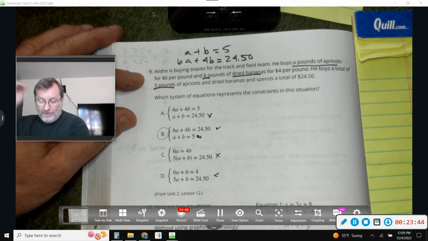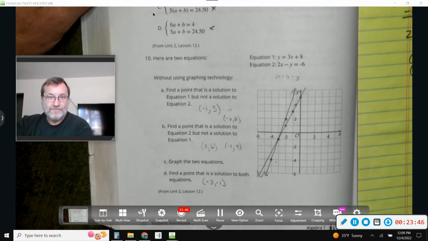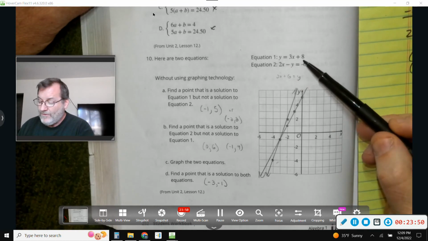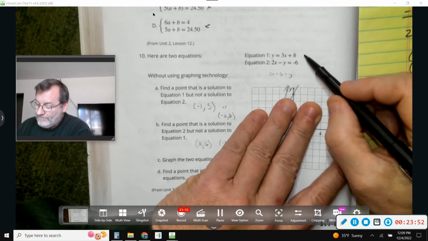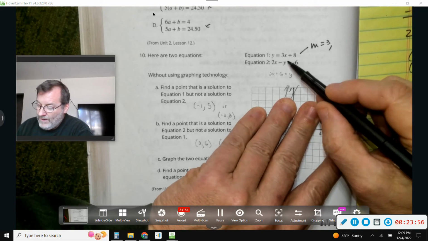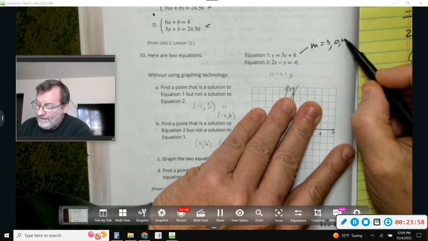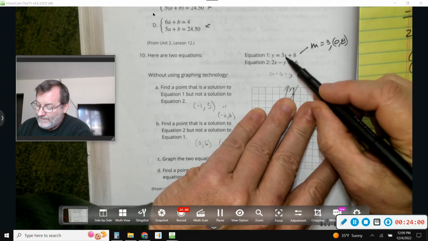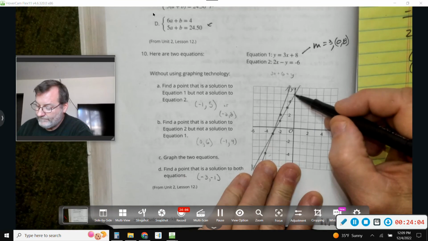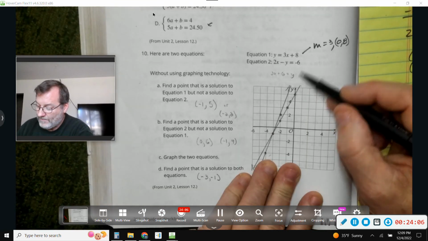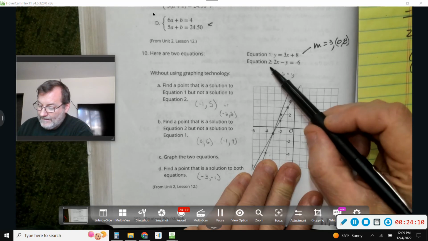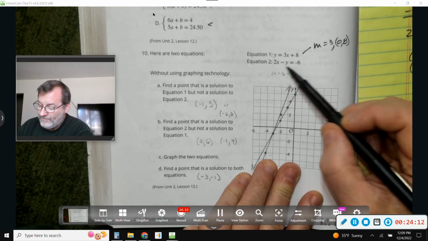Here are 2 equations. You've got equation 1 in y-intercept form. Looking at this, I know that the slope is 3. The y-intercept is at 0, 8, just by looking at it. If x is 0, then y has to be 8. And equation 2 right here is in standard form.